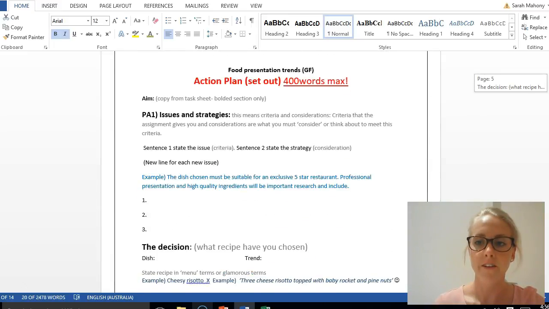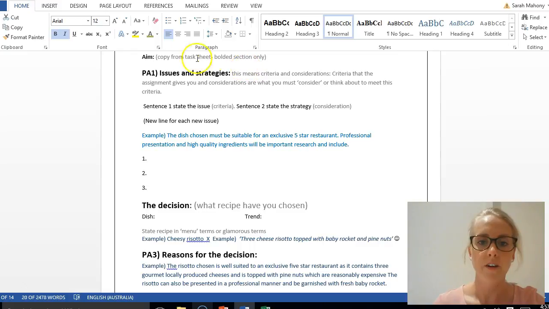Right, moving back down to the action plan. So let's say you've now added in the aim. We are up to this section here, issues and strategies. Now basically this means the criteria of the assignment and considerations. So criteria that the assignment gives you and considerations of what you might consider or think about to meet the criteria. Okay, so the criteria of the assignment, for example, might be that it needs to be gluten-free or you have 90 minutes. All right, different criteria that you have to meet.